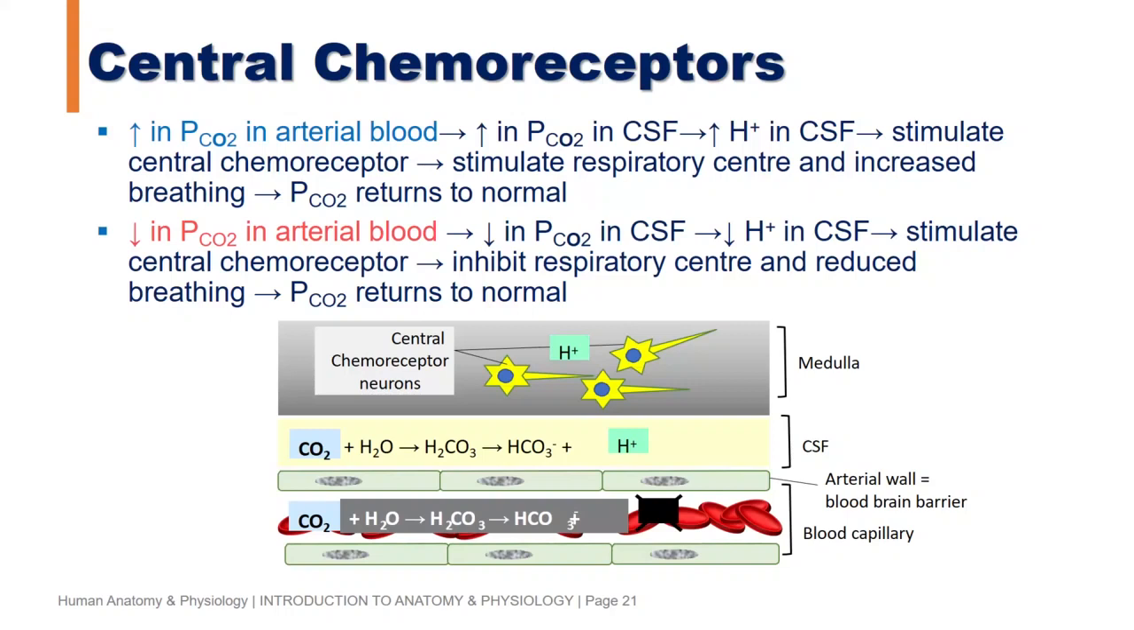If there's a decrease in the partial carbon dioxide in the arterial blood, there will also be a decrease in the partial carbon dioxide in the CSF. And of course, it will also decrease the hydrogen ions in CSF, which will then affect your central chemoreceptors. It will inhibit the respiratory center and reduce breathing. After that, your partial carbon dioxide will return to normal. When everything increases, it will stimulate the respiratory center. When everything decreases, it inhibits the respiratory center.